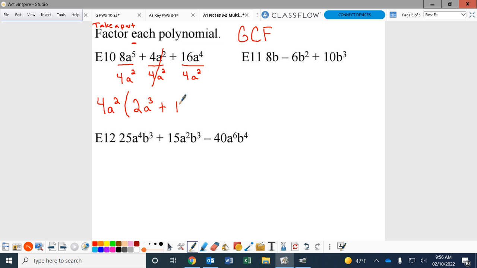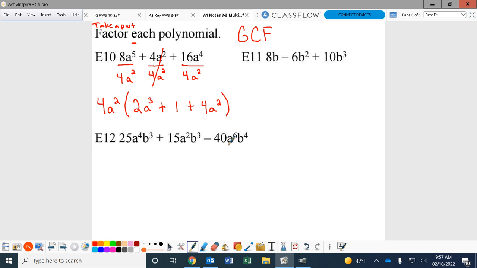Okay, for the last one, when we divide, 16 divided by 4 is going to be 4. And then the power on the a, when we subtract these exponents, is going to be 4 minus 2, which would be a to the 2nd. That is considered factored, guys. You've taken out the GCF. You've rewritten it so that you have all the numbers taken out of there, and it's simplified. Anybody have any questions?